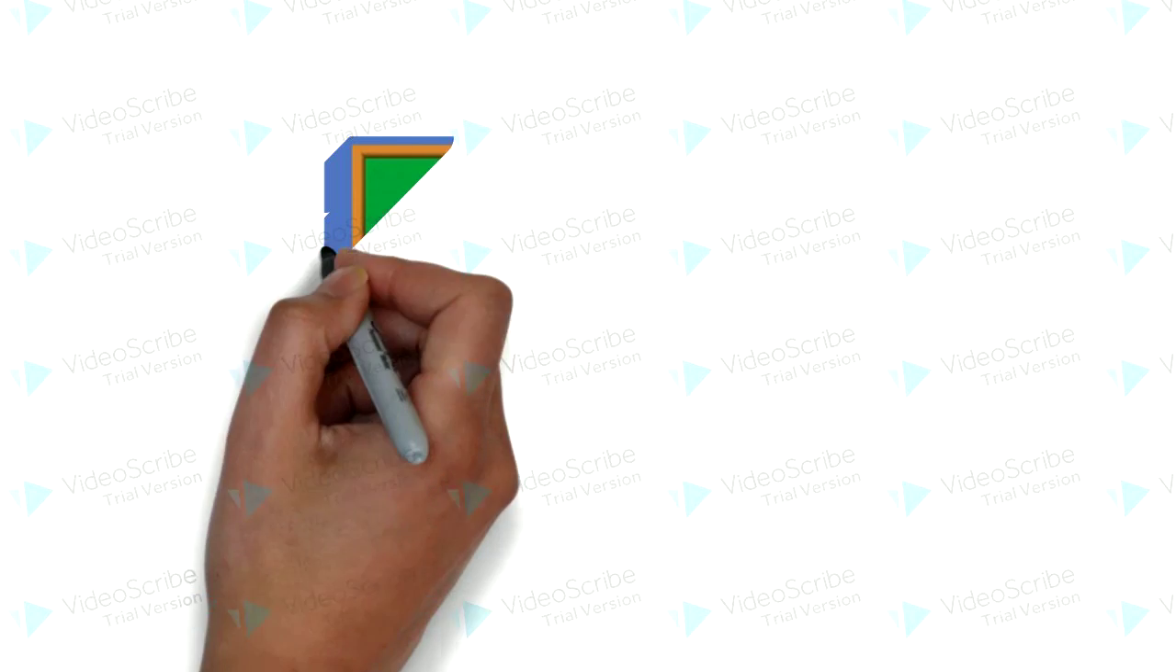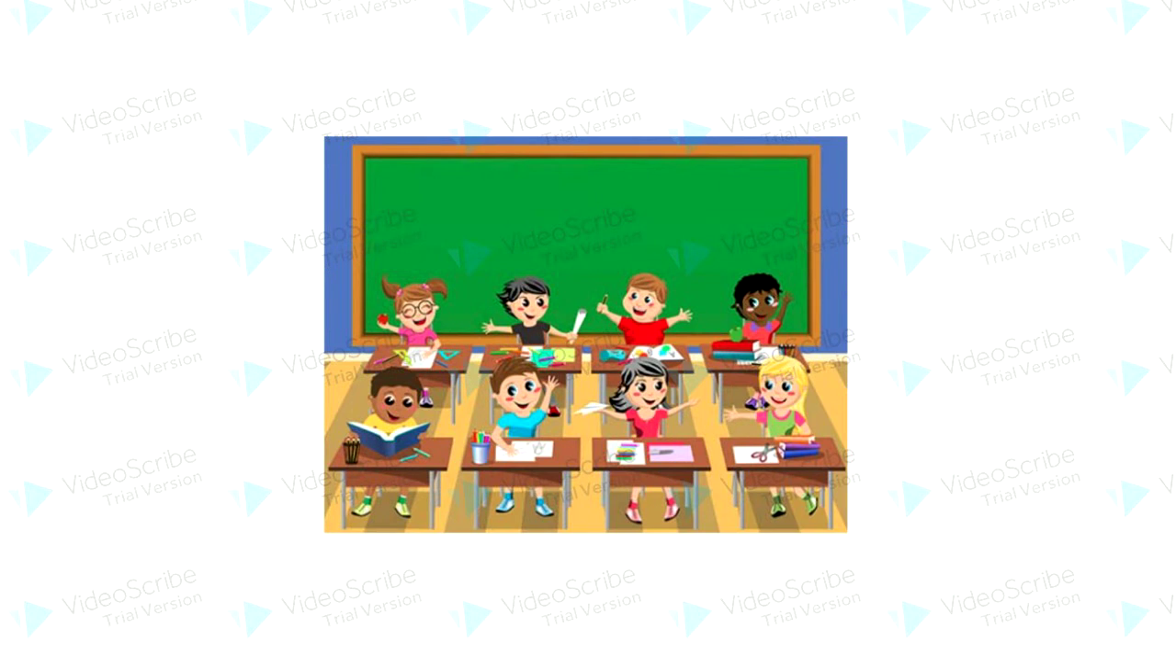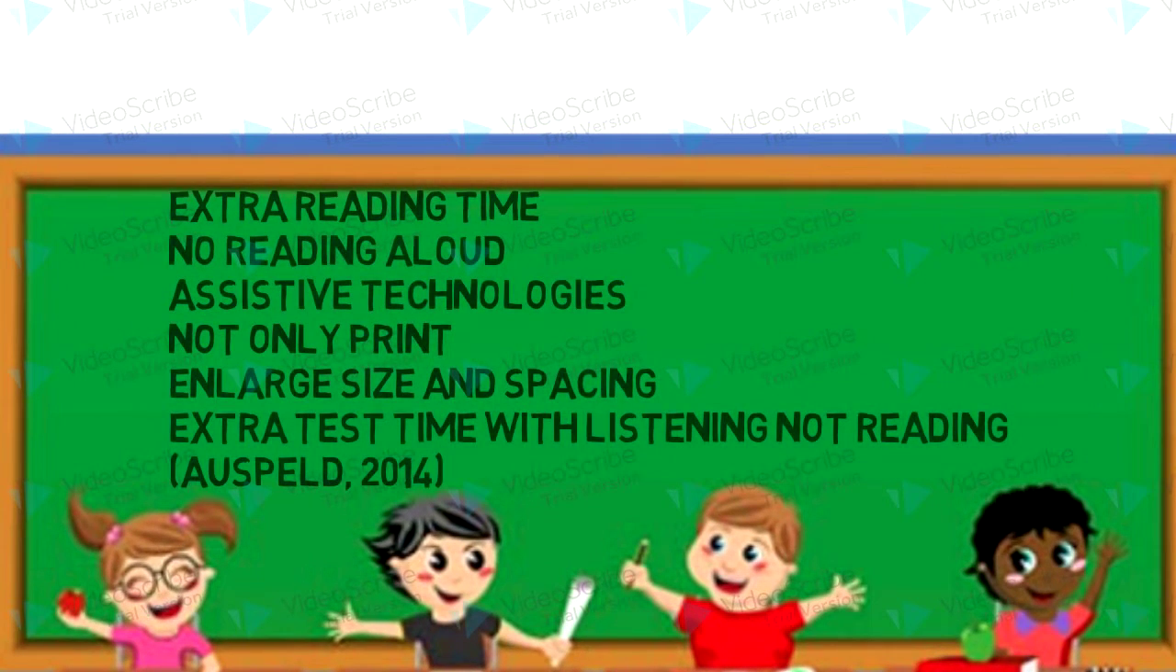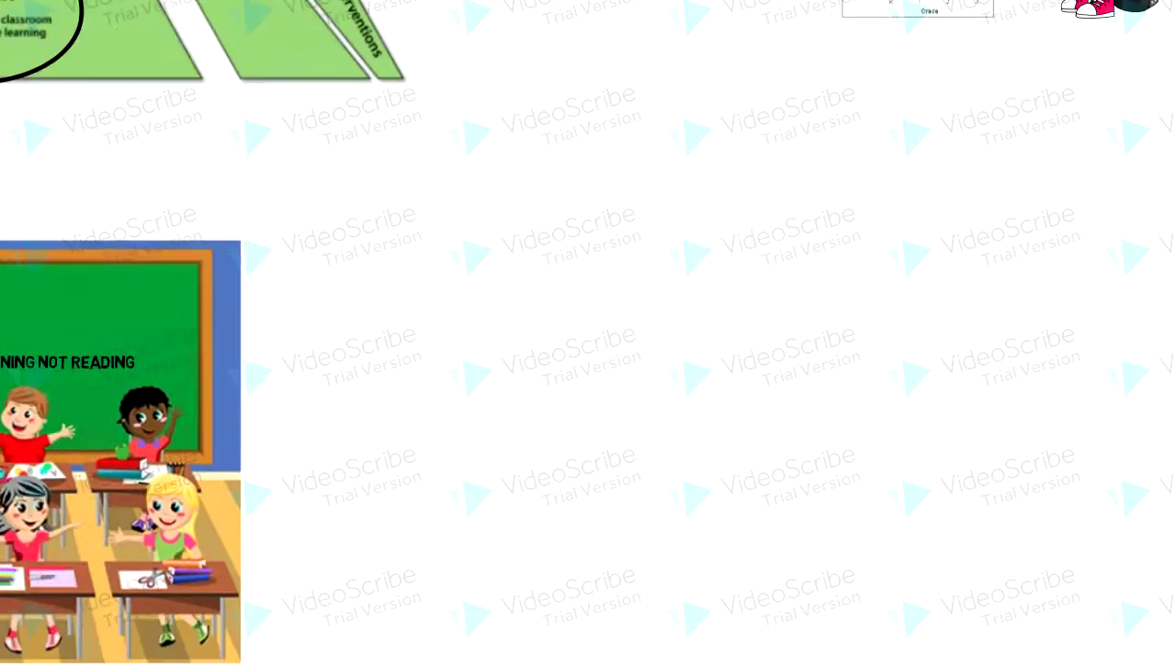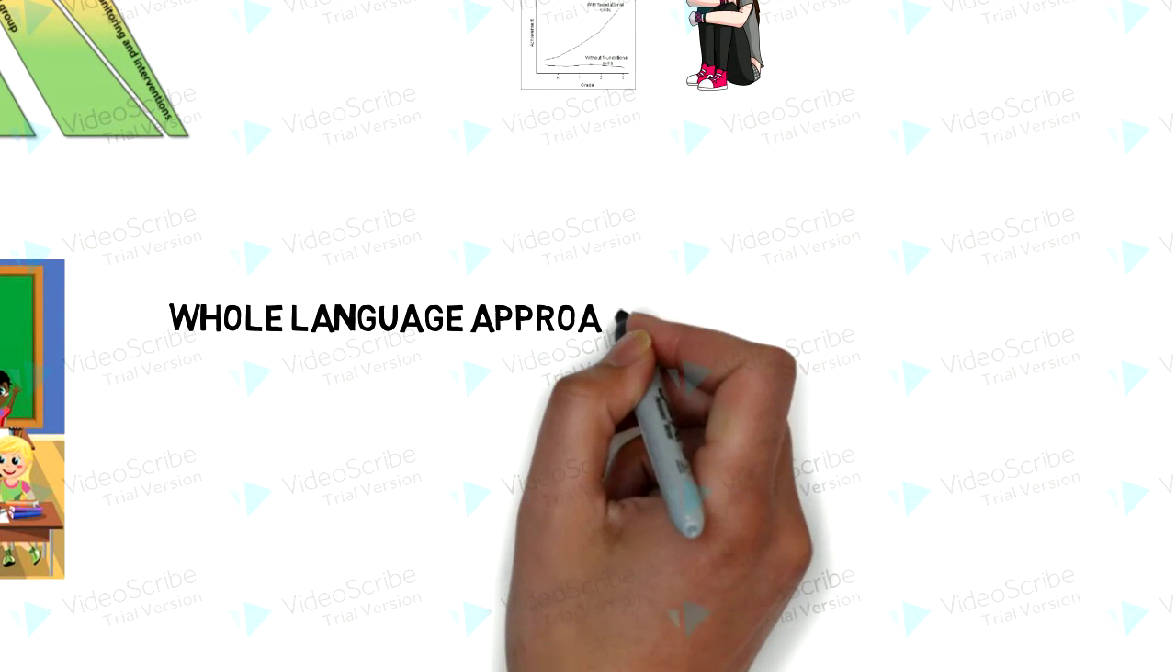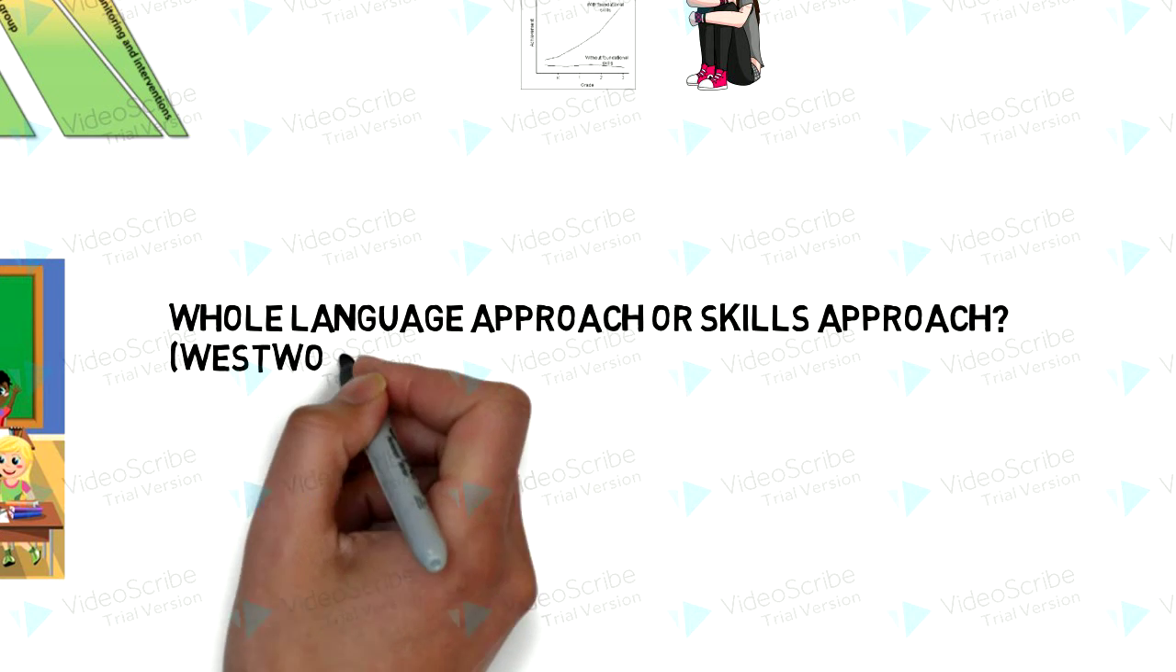Along with intervention, a universal design for learning approach is needed to accommodate all learners. Some accommodations to reduce the impact of poor reading skills could include providing extra reading time, avoiding children reading aloud, encouraging assistive technology, making sure print is not the only source of information, enlarging print size or adding extra line spacing, and allowing extra test time so students can listen to the question rather than read.